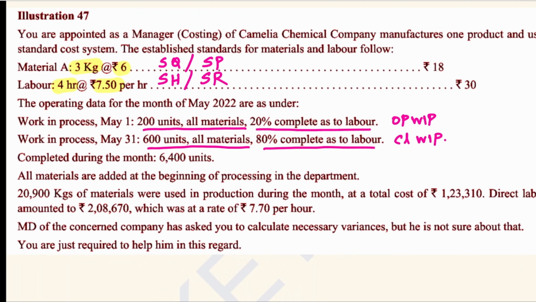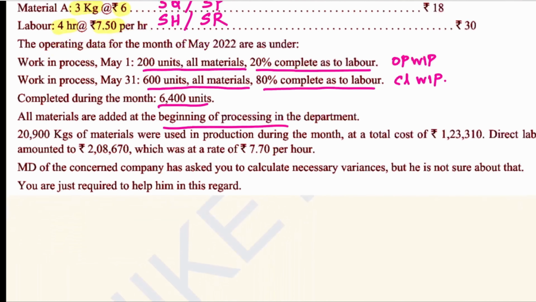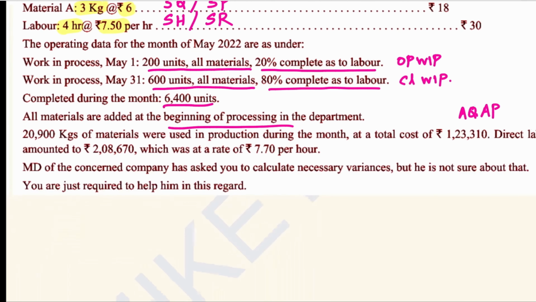Now next, completed units during the month 6400 units. All materials are added at the beginning of processing in the department. Okay, so that means this 200 units is added in the previous processing time. So at the beginning of processing in the department, that is the meaning. Then 20,900 kg of material were used in production during the month at a total cost of 123,310. That means this is AQAP. This is your AQ.